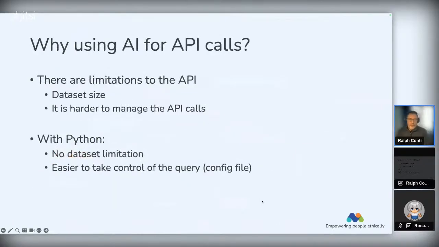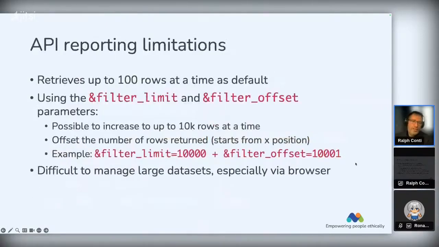Again, why are we using AI for API calls? Data size. Sorry about that. The API reporting limitations: why are we doing this? Because the API has lots of limitations, especially in terms of data size.